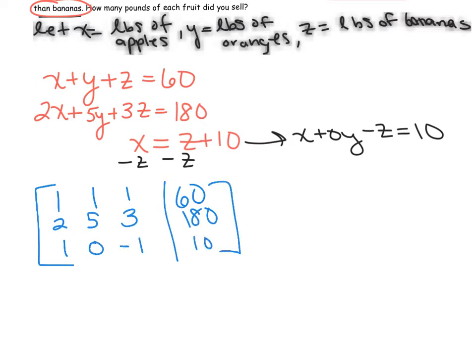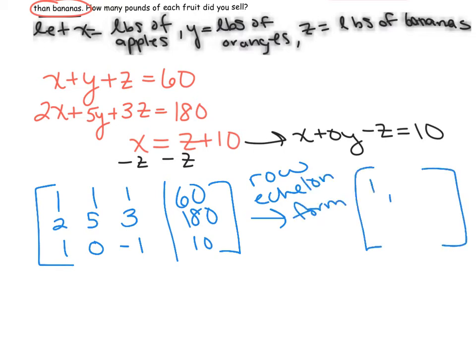Now remember the goal for the augmented matrix. When I have a 3x4, we want to get this into just row echelon form. That looks like this. I have 1s along the main diagonal, my answers are on the right-hand side, I have 0s here, and I have numbers everywhere else.